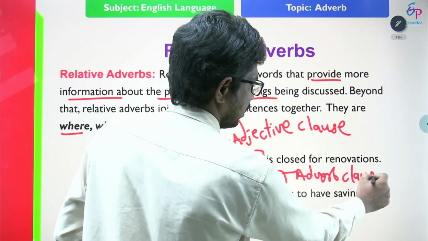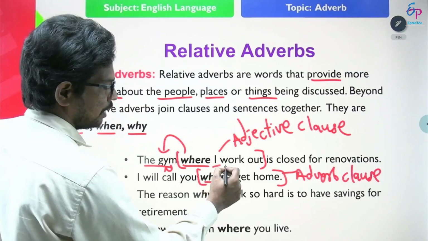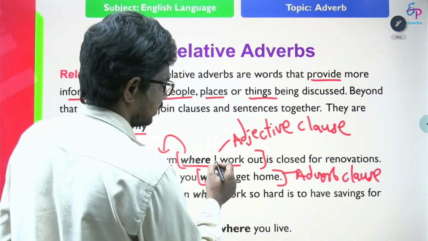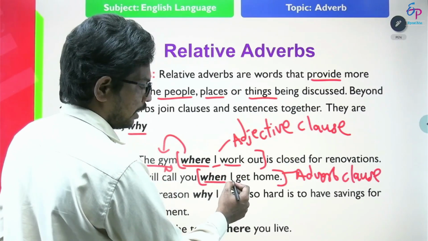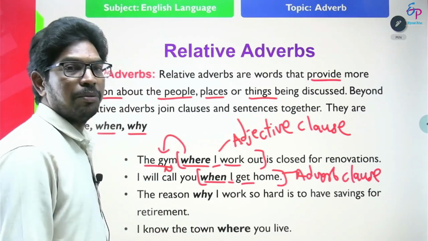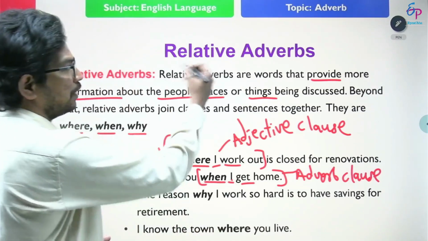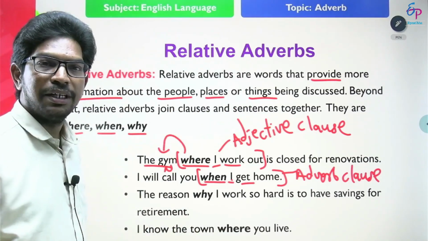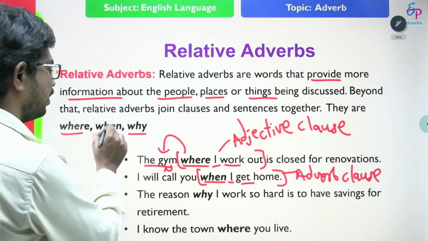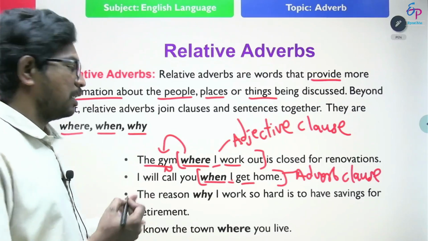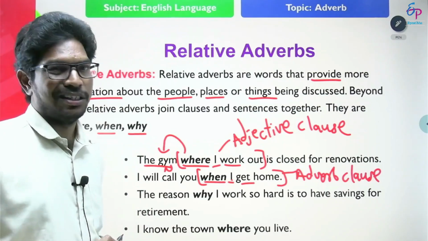What is a clause? In every clause we find a subject and a verb. So here I is the subject and work is the verb, and I is the subject and get is the verb. But they function as adverb, and they function as adjective. So relative adverbs provide where, when and why. That means they denote the place, time and reason.